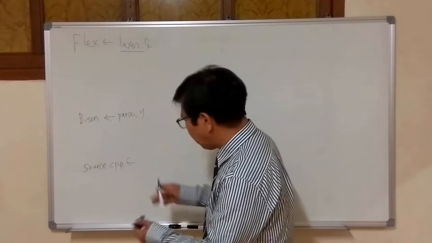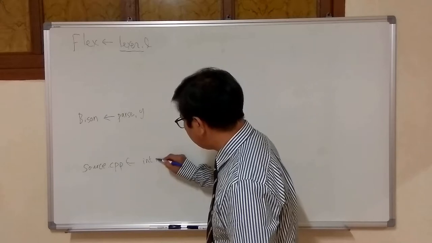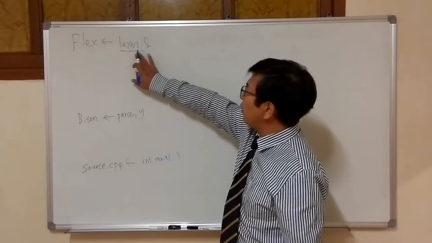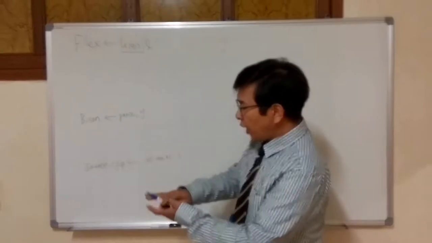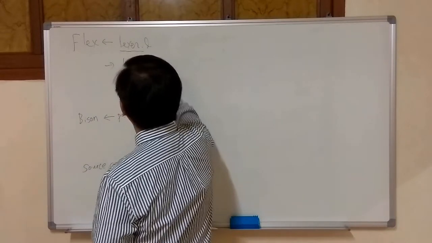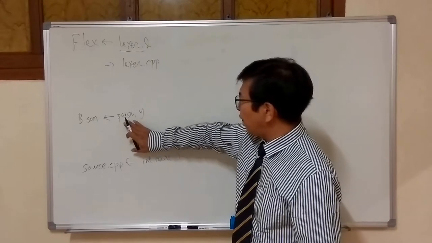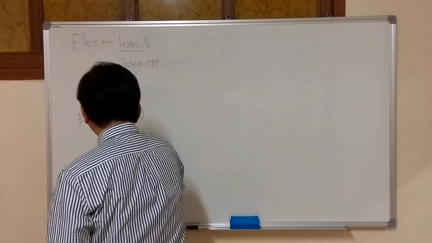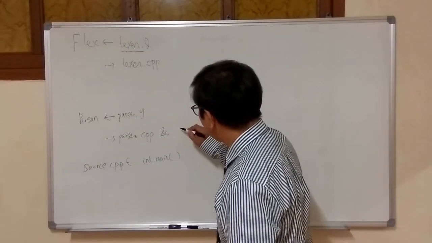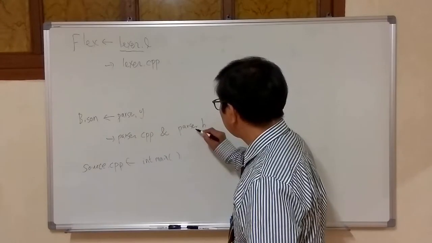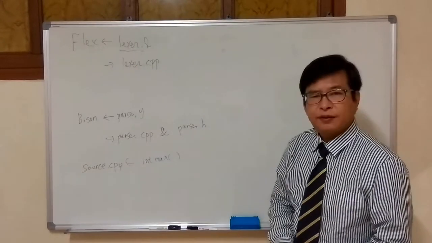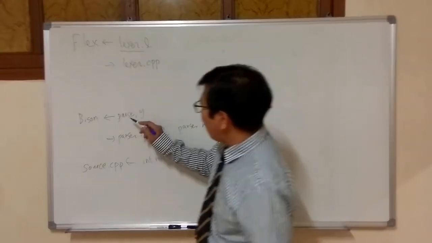We make the function int main, and we need to implement this function. We provide lexer.l, then Flex generates lexer.cpp. And Bison gets the input file parser.y and generates parser.cpp and parser.h, the parser header file. So Bison usually generates two files, parser.cpp and parser.h. These files are generated, and this part we code.